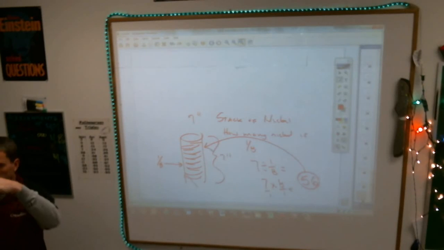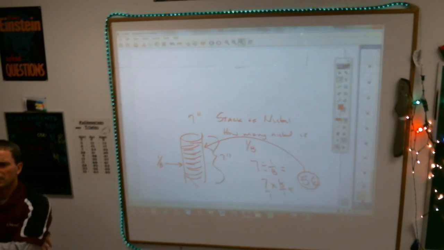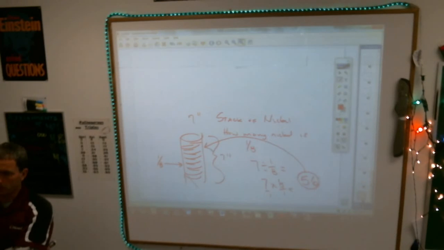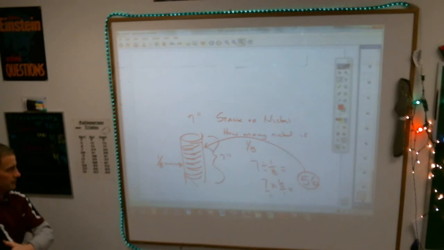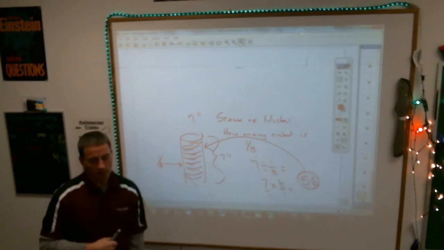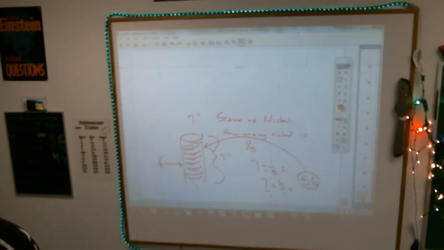Which makes sense, that would be about right, because you get 8 nickels to an inch. A dime is about 1/16 of an inch tall, so how many dimes would you get to a stack 7 inches tall? 112. Yeah, 7 times 16. Makes sense?